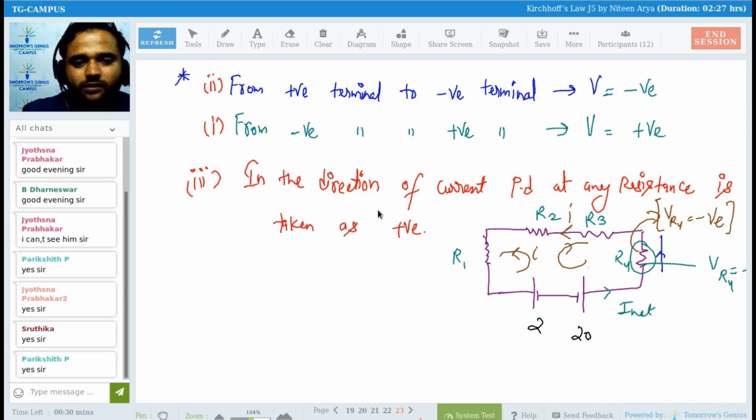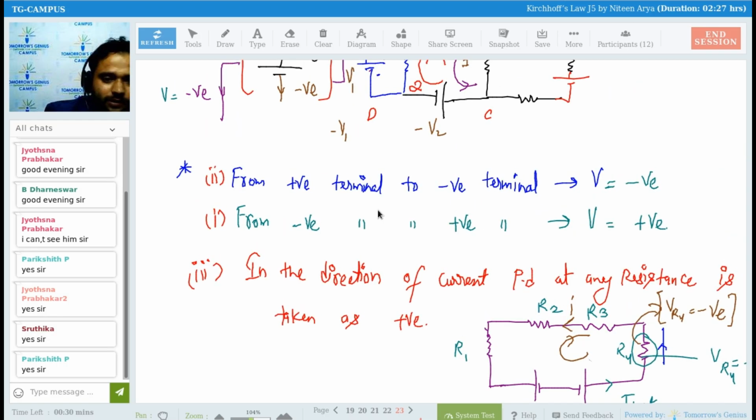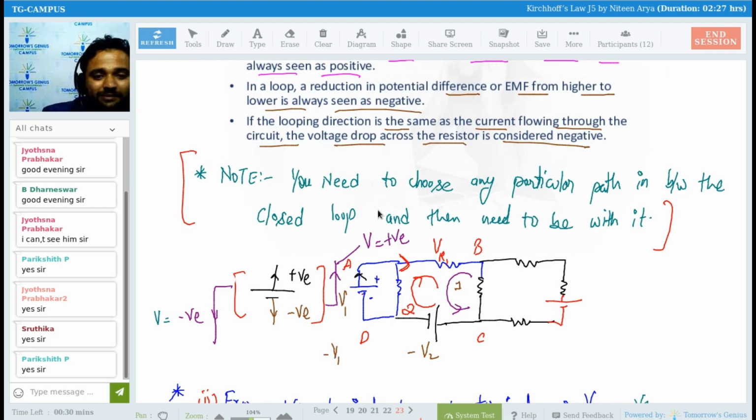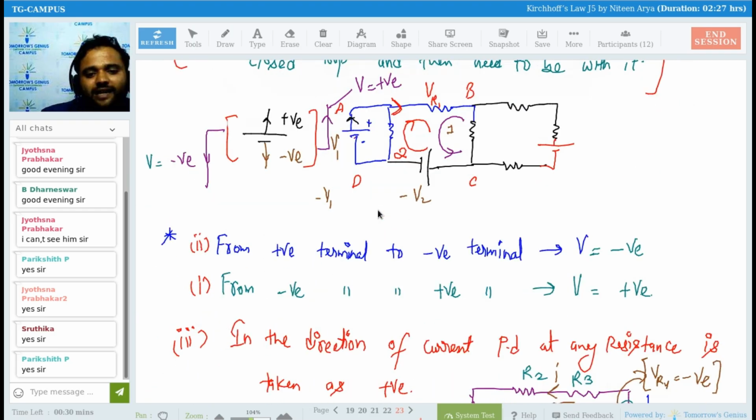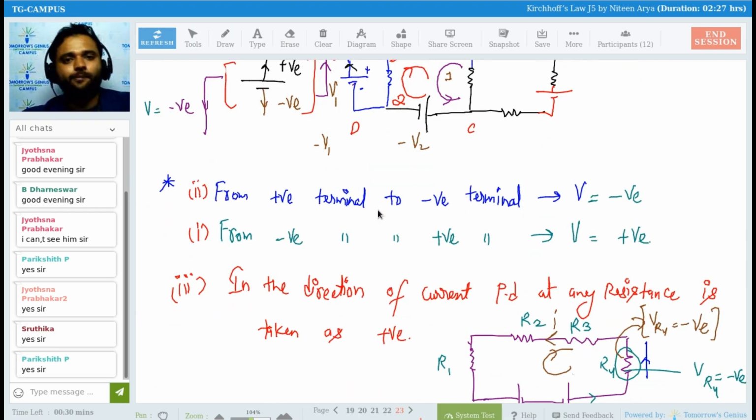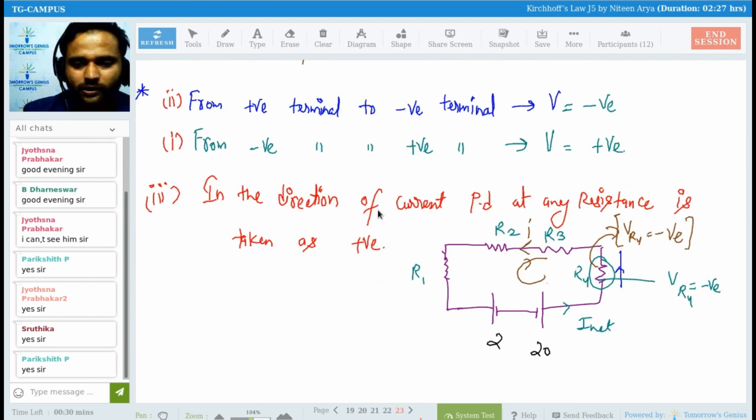Clear, everyone? So it's your choice, your wish, which particular direction you need to choose. Clear, everyone? The 3 points in this particular slide written above, this is the meaning. The main thing is choosing the path. The second thing, seeing the potential, like from which particular rise or reduction we are going on.